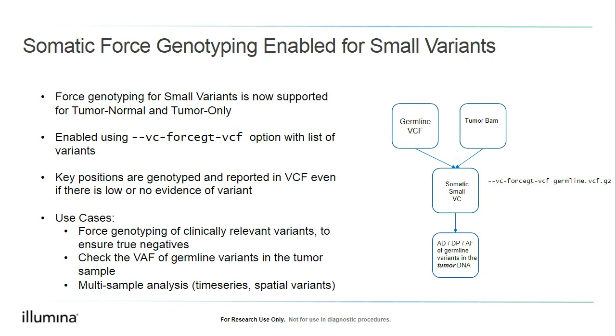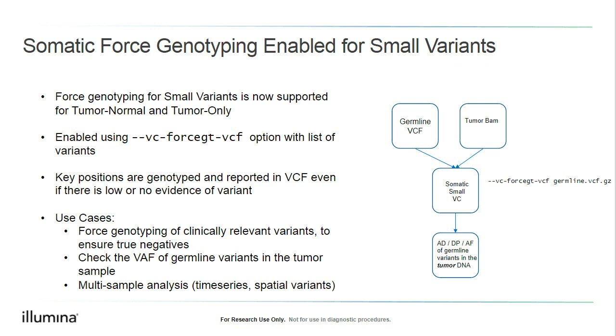Another feature that we are bringing in, and again, this is something that we are pulling in from the capability that exists on some of our other callers, like the small variant caller for germline and the structural variant caller, is this ability to force genotype for small variants for the somatic variant caller. What this feature essentially does is it lets the users provide key positions that they want to be genotyped and reported in the VCF, even if there is no or low evidence of that variant.